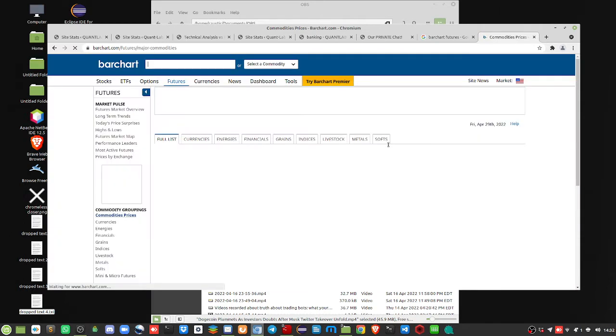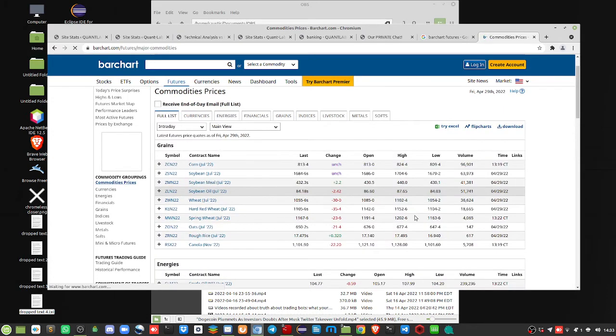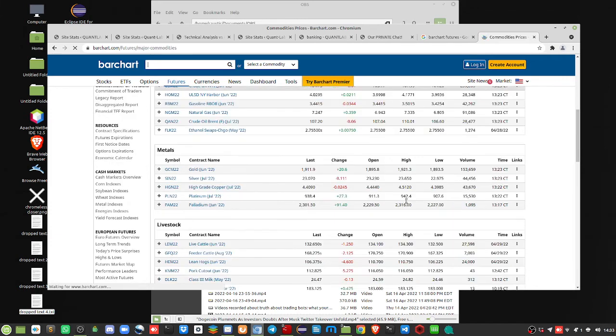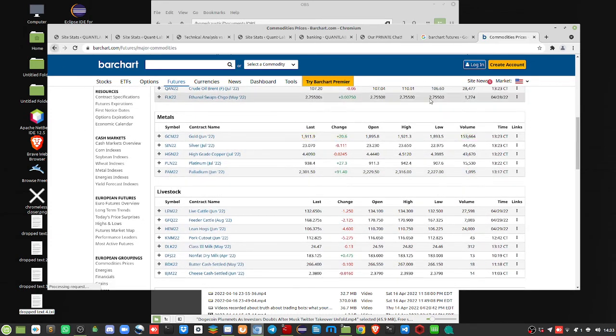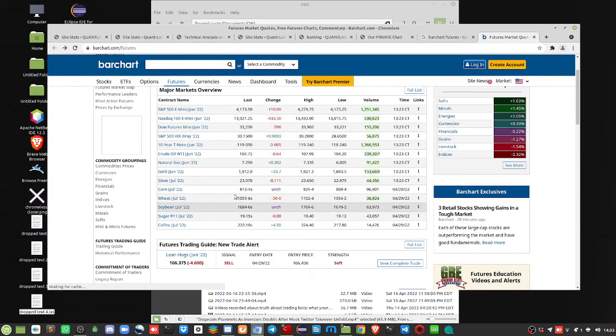Okay, hopefully that'll work. So we're going to get the full list of all the futures and options out there. It includes the stock market, but you'll see how tiny the market is. So let me go back here to the top. These are the top instruments.